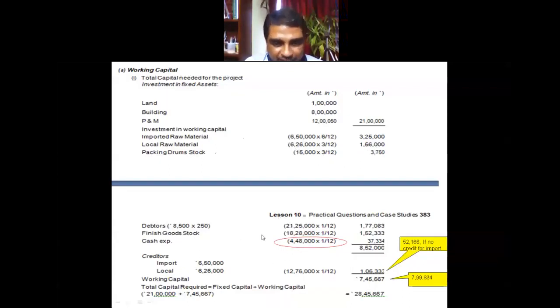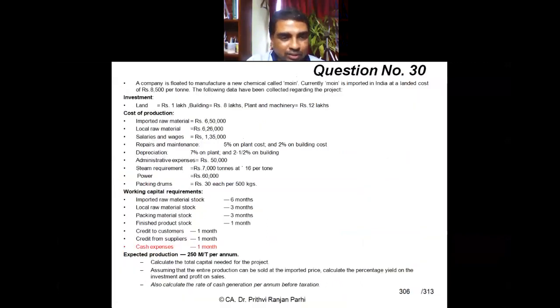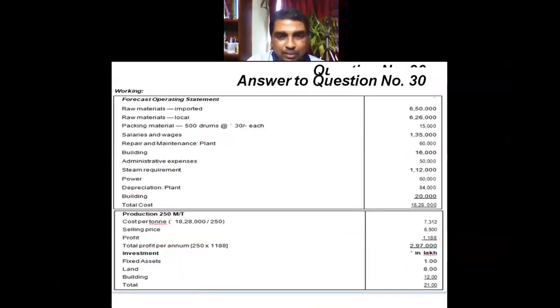You have to maintain finished goods. In addition to that, you have to give cash. Now, to compute cash, you have to give a certain percentage of working capital for cash. And here the question says cash will be 1 month. Cash requirement will be, the question says, for 1 month of the cash expenditure. And this is the total annual expenditure. So 1 month's cash I have to keep, so divided by 12.